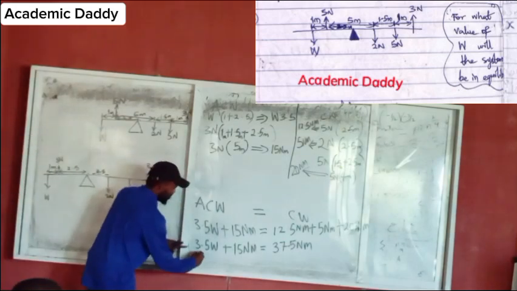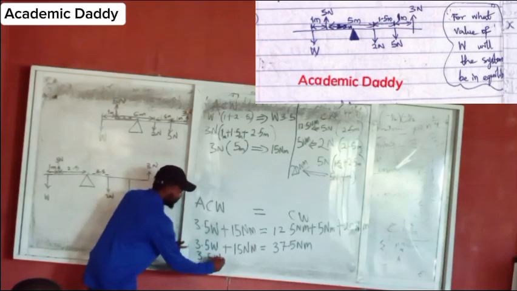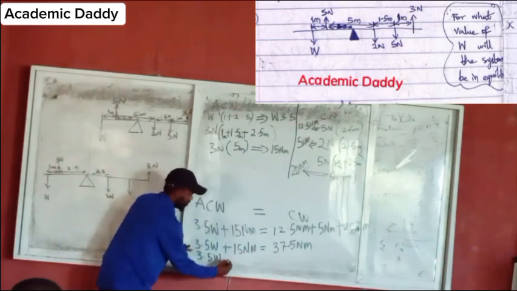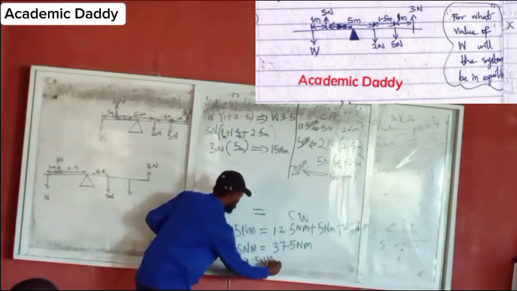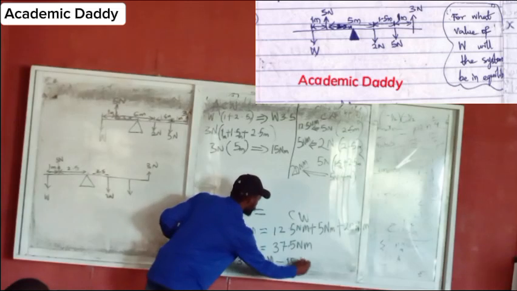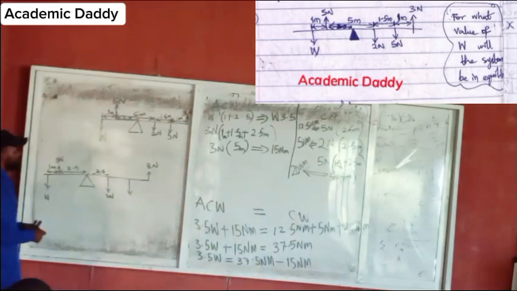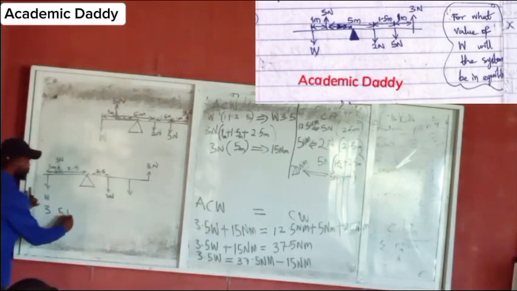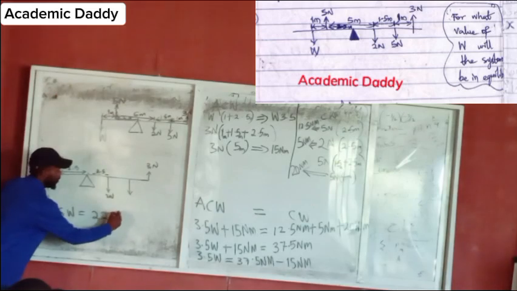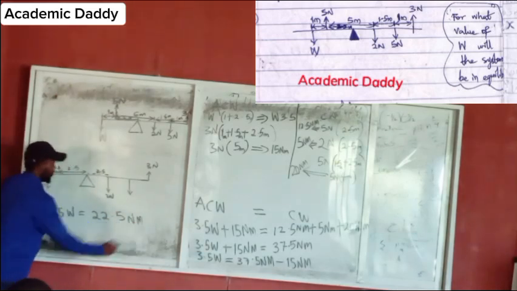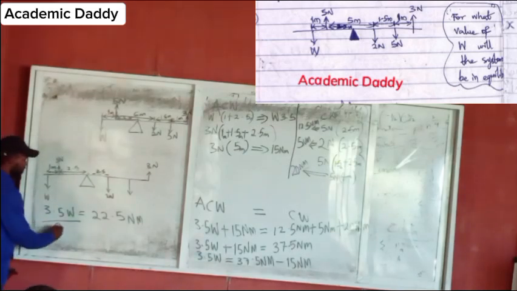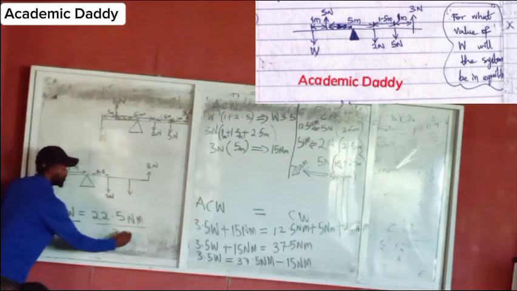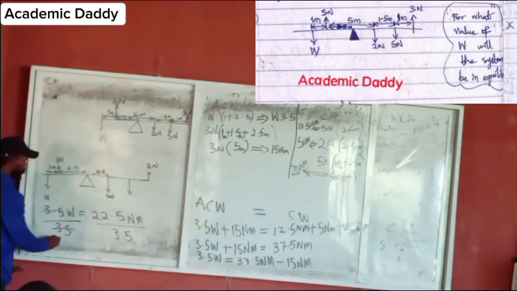So see, I now have 3.5 W. When this crosses the equality sign it becomes minus, right? So it equals 37.5 Newton meter minus 15 Newton meter. Watch what we have: 22.5. So I have 3.5 W equals 22.5 Newton meter. At this point, let's make W the subject of the formula by dividing both sides by the coefficient, 3.5. You see that this will cancel this. So W equals what?